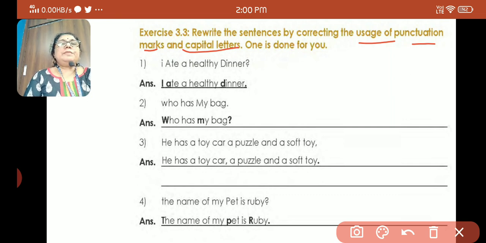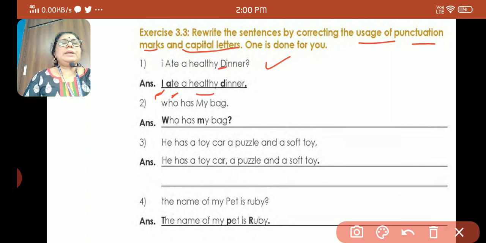See, look at the first sentence here. I ate a healthy dinner. Why should ate be written in capital? Do we have any rule for the same? No. So I is the beginning of a sentence and it's a pronoun, so that should be capital. Then ate will come, with a in small letter only. So here again there is a correction. We write ate. A healthy dinner.